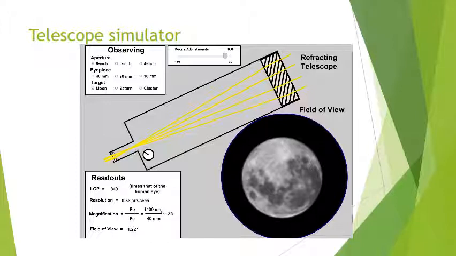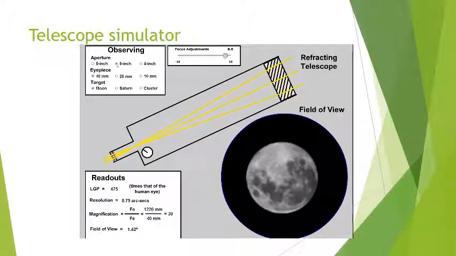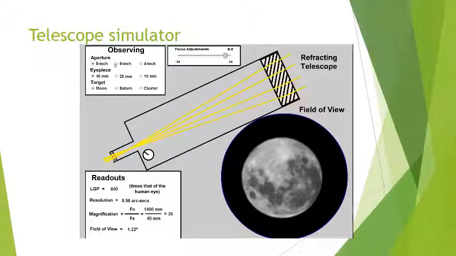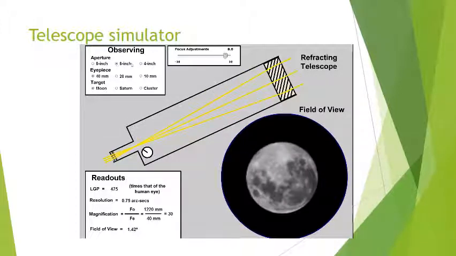Notice to get the magnification, we use the focal length of the primary objective, which, since this is a big telescope, is a long focal length for the primary lens here. This is a refractor. And then we divide that by the focal length of the eyepiece, which is 40, and we get 35 as the magnifying power. Now let me change the aperture, meaning the size of the telescope. Notice what happens when I go from an 8-inch to a 6-inch, or even down to a 4-inch.